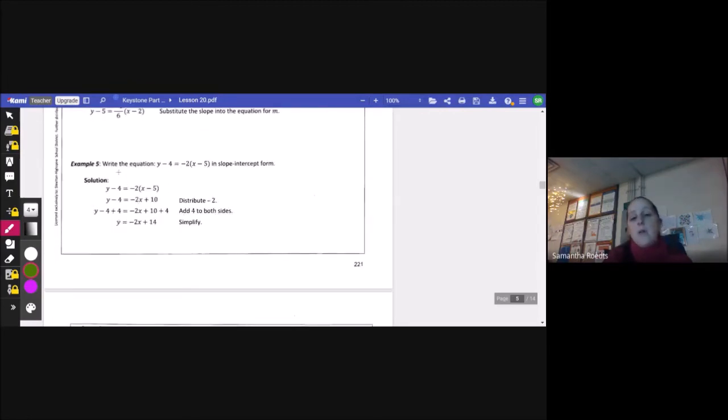For example 5, I want to rewrite the equation y minus 4 equals negative 2 times (x minus 5) in slope-intercept form. So the first thing that I need to do is distribute this negative 2. When I do that, I get negative 2x plus 10. I'm going to add 4 to both sides, and then 10 plus 4 is 14. So this is my slope-intercept form.